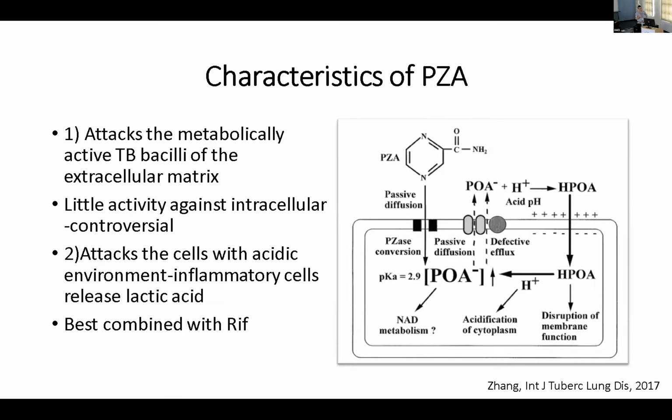And the way that PZA works is that it's actually a prodrug, so it needs to diffuse across into the MTB, and then it's changed into pyrazinoic acid. That reaction happens because of acid production within the bacteria, and the metabolically active bacteria are the ones that are going to produce lactic acid, and then the acid changes it to pyrazinoic acid, and that's basically how it's able to kill the bacterium. And importantly, you should note that it should be combined with rifampicin for its effects to be even greater.